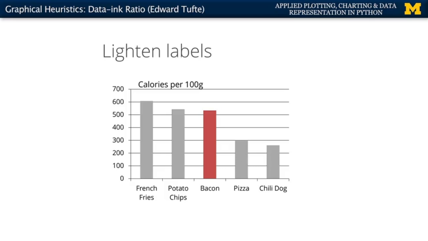For the moment, though, study the image. What's the difference in the number of calories between bacon, our data point of interest, and, say, potato chips or chili dogs? Just removing lines doesn't make it easier to read.